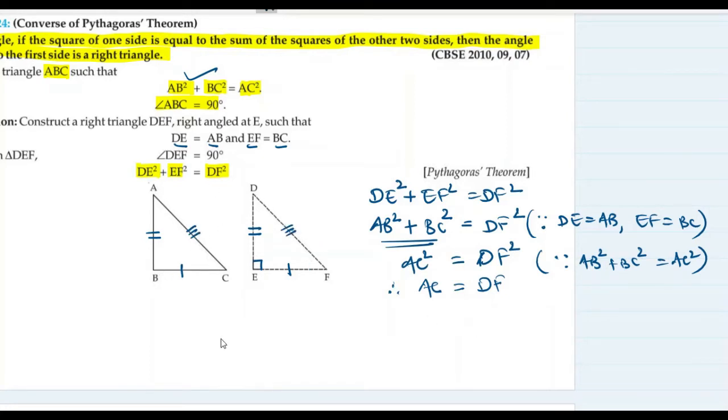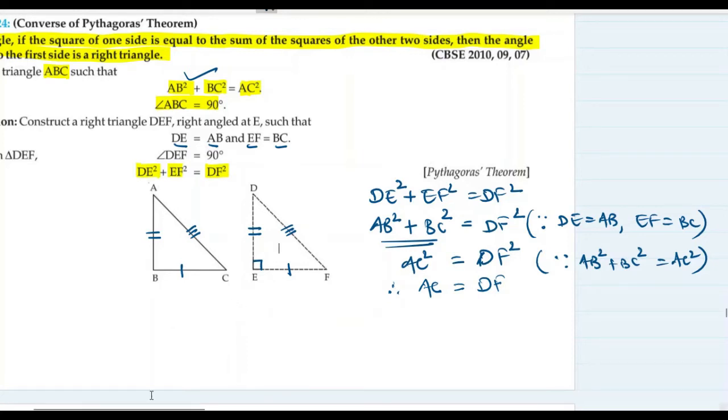Now look at these two triangles. Can you prove these two triangles congruent? ABC and DEF? Yes. By which test? By SSS test. They are congruent. It is visible. So you have to write the whole proof.